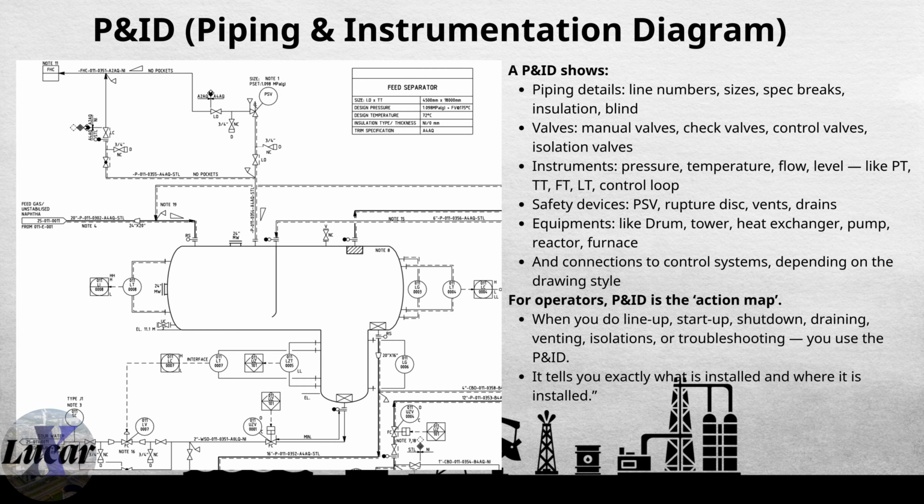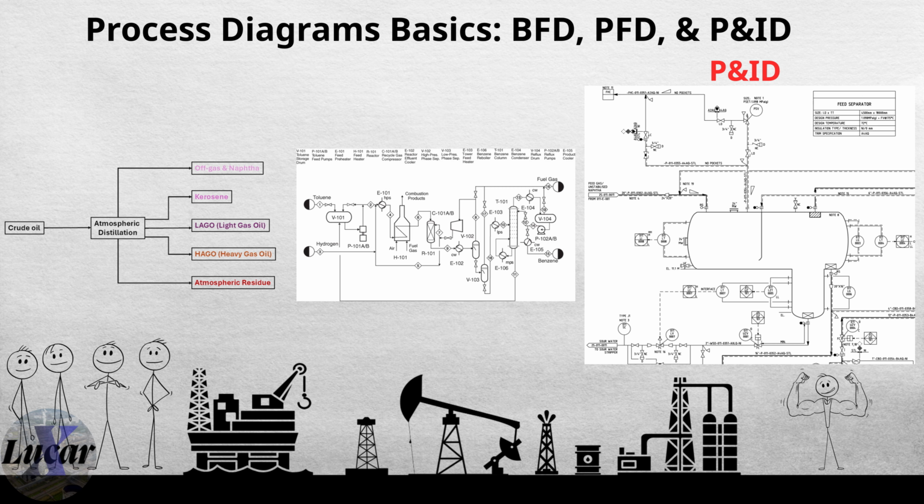For operators, the P&ID is the action map. When you do lineup, startup, shutdown, draining, venting, isolations, or troubleshooting, you use the P&ID. It tells you exactly what is installed and where it is installed. And there is so much more. In the upcoming parts, we will dive deep into every single detail to ensure you can fully interpret everything a P&ID has to show us.